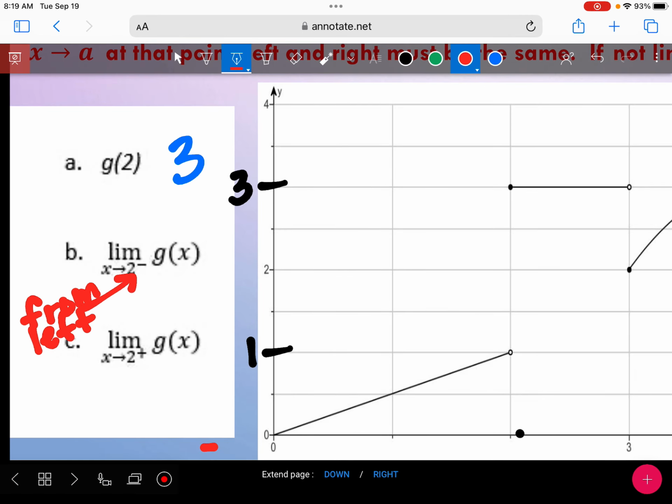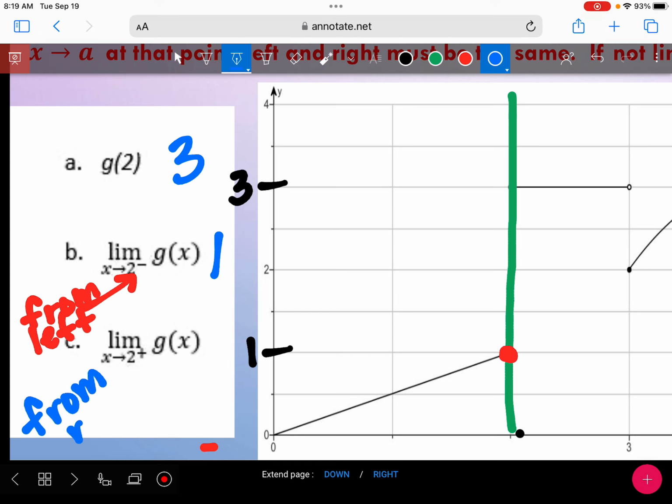So if I draw a wall at 2, the left side of the wall hits right here. That's where the graph is hitting the wall on the left. What is the y value of that red dot? 1. So that would be your limit. The limit is 1 from the left. From the right, on the right side, we have a point here. What is the y value of that blue dot? 3.